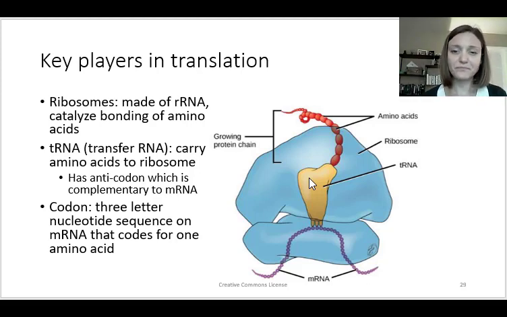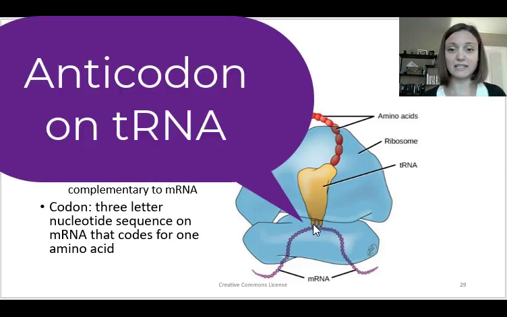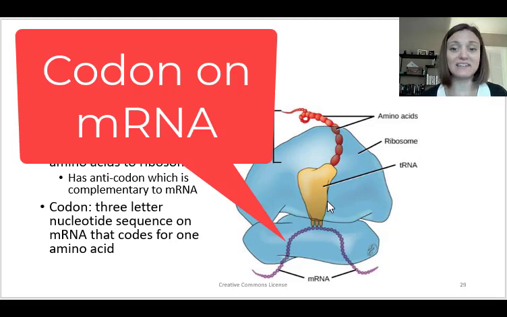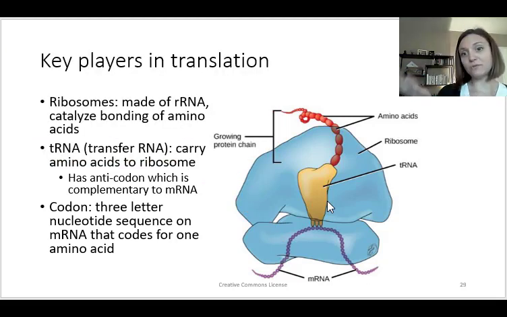The way that tRNA knows which amino acid to connect to is it has these three bases right here. Those three little teeth-like things sticking down are what we call an anticodon. Those are nucleotide bases, A, U, C, and G. There's no T in RNA, so it's A, U, C, or G, a three-letter sequence. This anticodon on the tRNA is going to be complementary to the codon on the messenger RNA. So if there's an A in the messenger RNA, we would find a U in the tRNA.